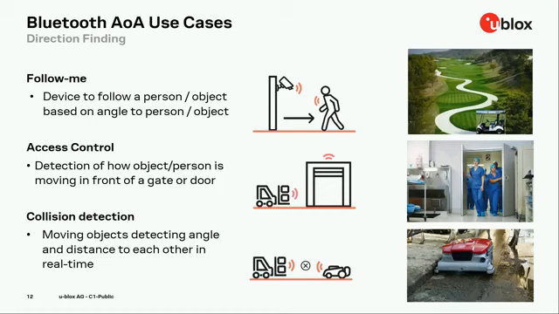Another one is access control, and this is a detection of how an object or a person is moving in front of a door or a gate. It could also be detecting if a certain person has passed through a door or a gate, or a vehicle like a forklift and so on. And finally, collision detection, where moving objects are detecting the angle and the distance to each other in real time and avoiding collision.